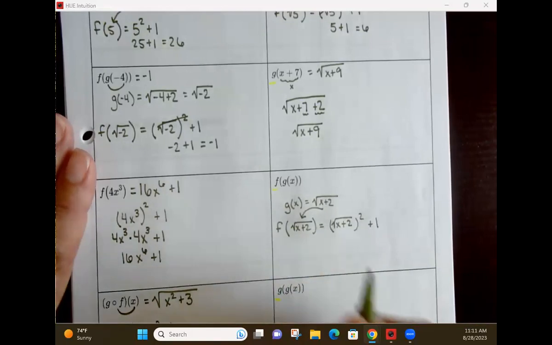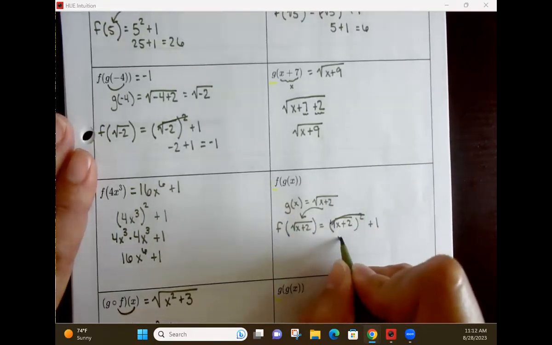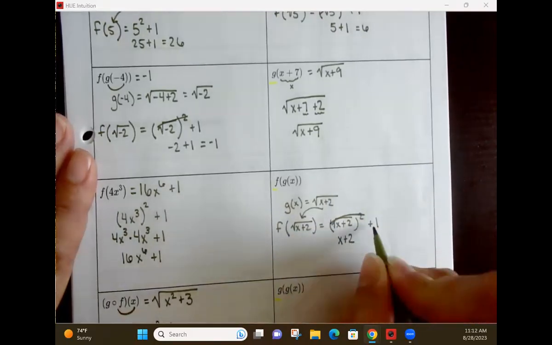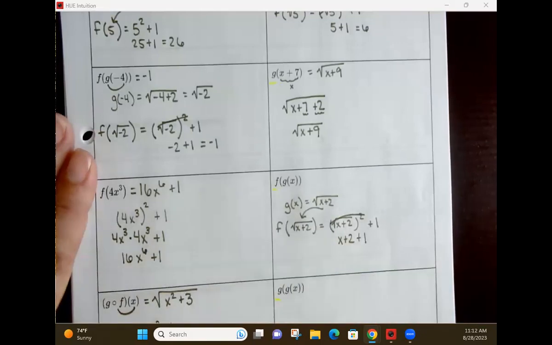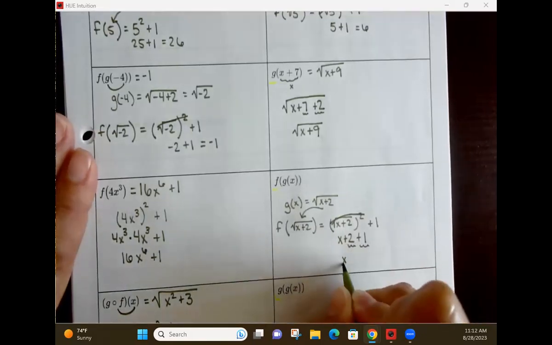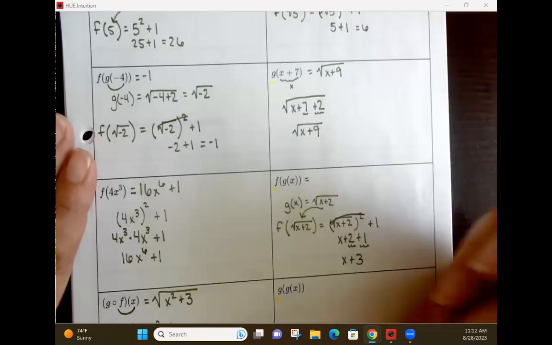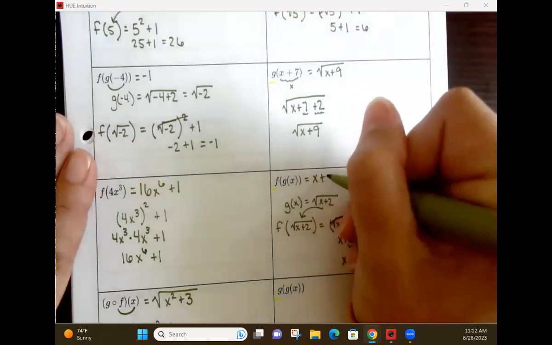I'm squaring another square root. We've already talked about this a couple of times. So when I square that square root, I am left just with what was under the root, which is x plus 2, plus our 1 at the end. Combine like terms, and we get x plus 3. So f of g of x is x plus 3.